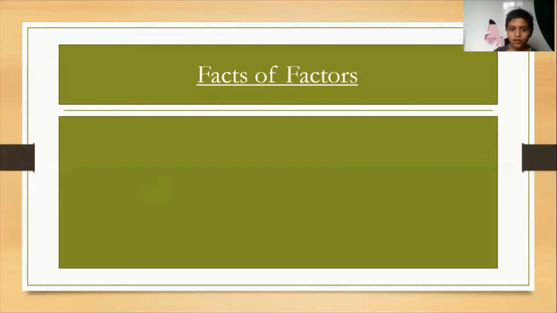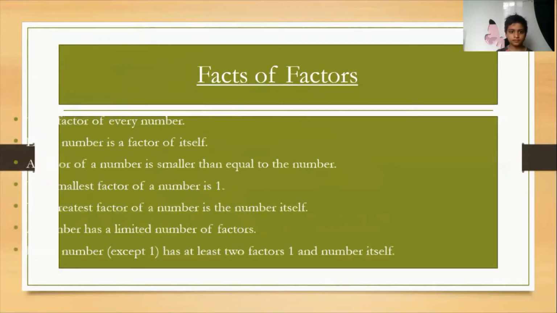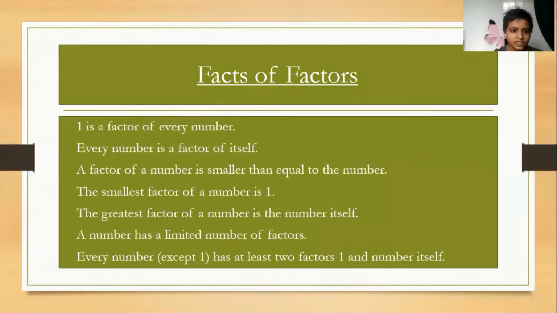Now, facts of factors. 1 is a factor of every number. Means 5 ones are 5. So the factors of 5 are 1 and 5. So every number is a factor of itself. A factor of a number is smaller than or equal to the number. The smallest factor of a number is 1. The greatest factor of a number is the number itself.